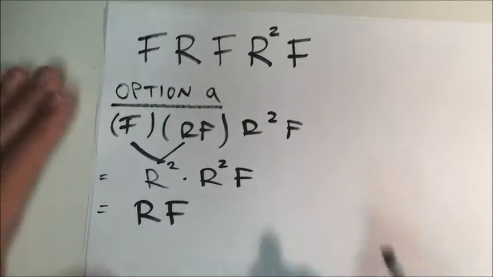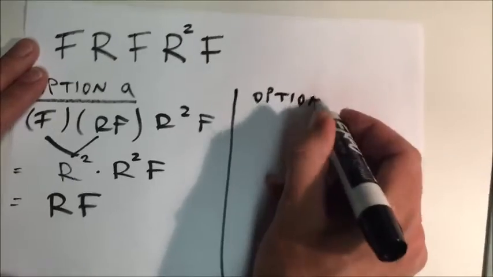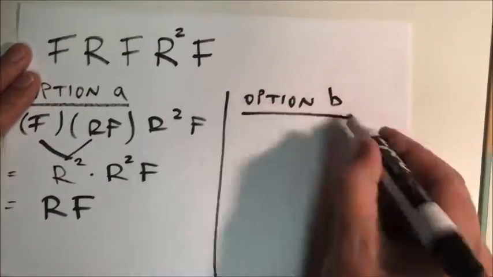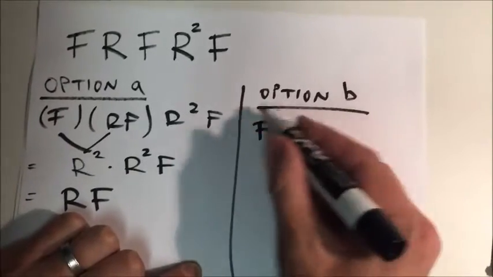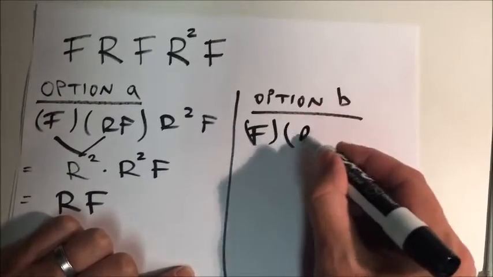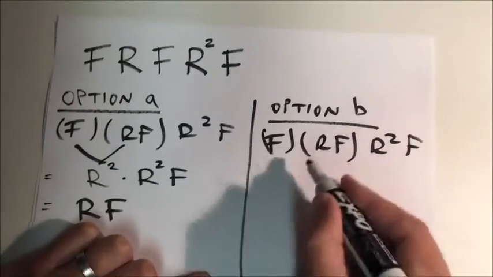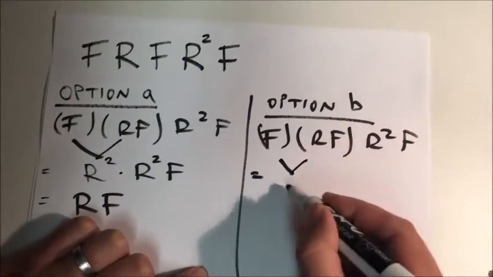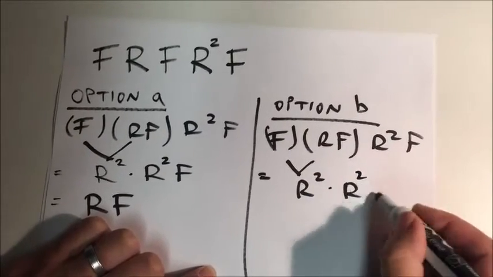So that was that. Now let me do option B, which is quite similar. So it really starts the same way. I'm going to combine F and RF. And what we got out of that was R squared. And then I have R squared and F.